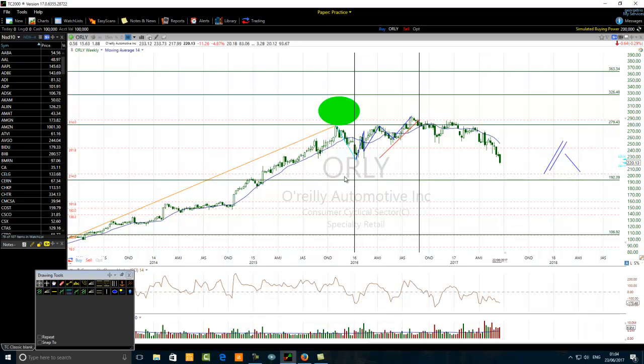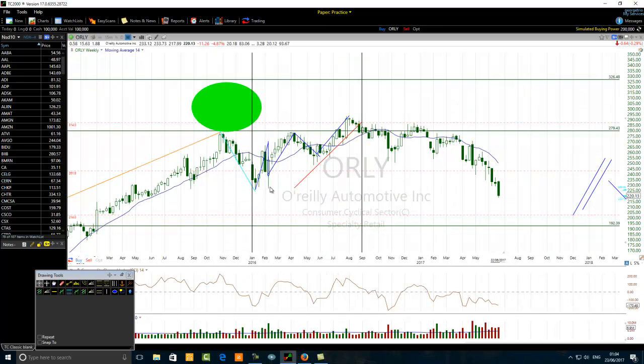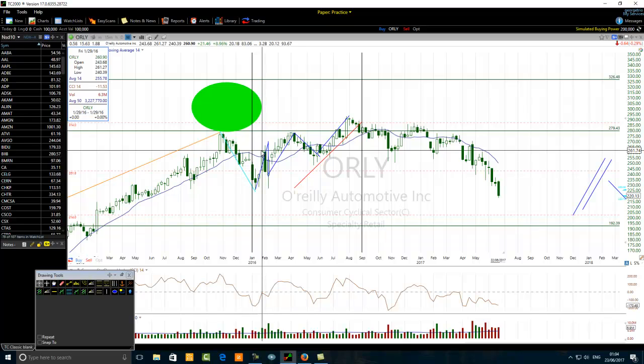So I'm trying to see what has happened here. You can see 1, 2, 3, 4, 5. This is not an impulse wave because the fourth wave is overlapping. Okay, all right, it's overlapping the first wave. We have an Elliott wave violation right there. Okay, an Elliott wave violation right there.